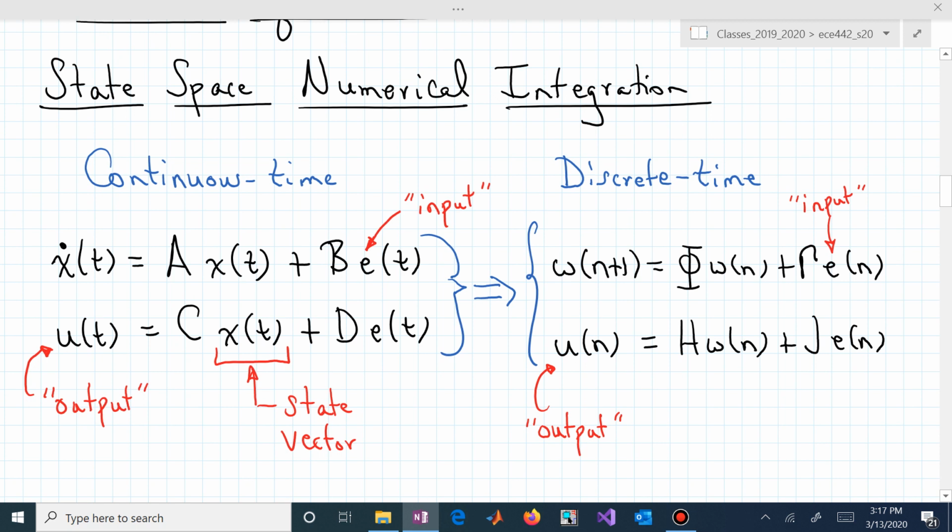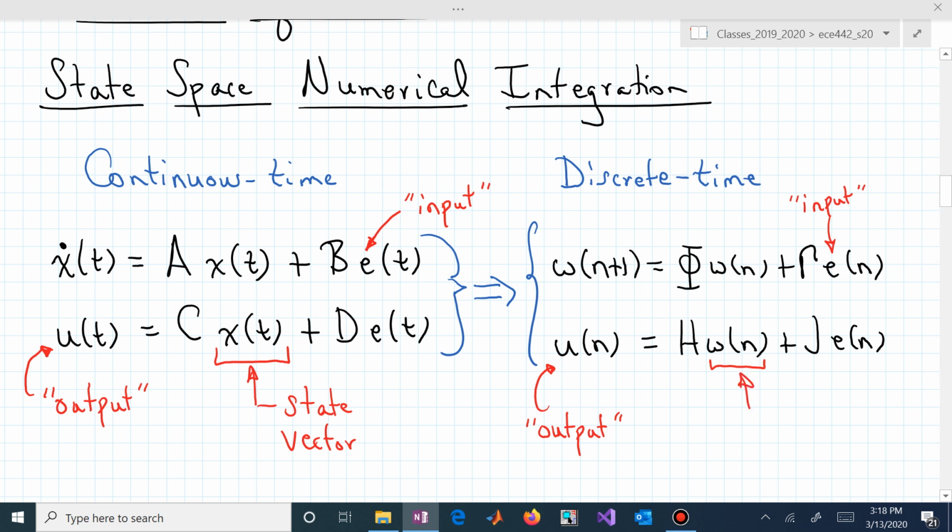We want to now convert that into a state space representation, where now the system matrix in the state space representation is capital Phi, the input matrix is gamma, the output matrix is H, and the direct feed-through matrix is J. And you might note that the state vector in the discrete time setting is not necessarily little x of n. It can be something else.